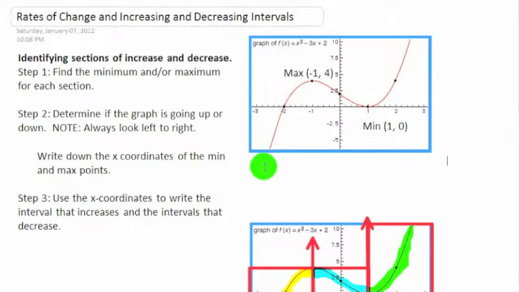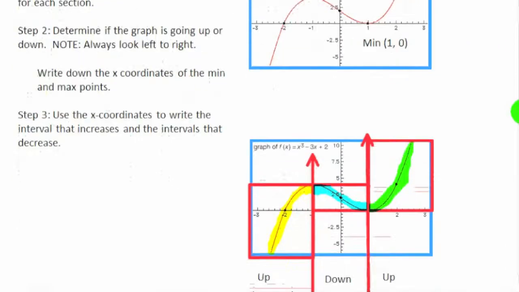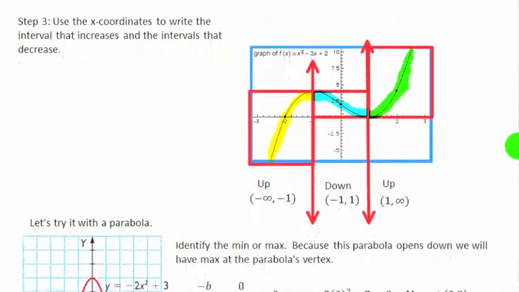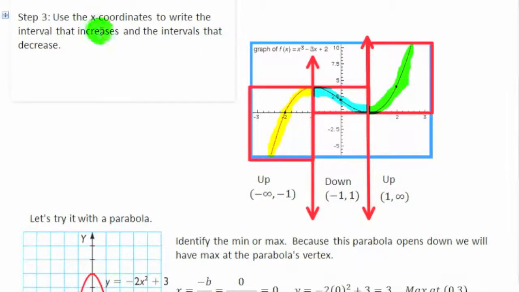I've illustrated that by using this graph at the bottom. You can see at the bottom, I used my x coordinates to write the interval that increases or decreases. So I've broken it up into its three sections. You can see in the yellow it's going up until it gets to the point on the x-axis -1. And then it goes down, the blue section is down until it hits +1 on the x-axis. And then from that point on, from 1 on, it's going to be going up.